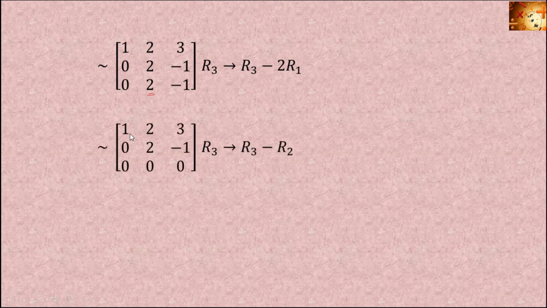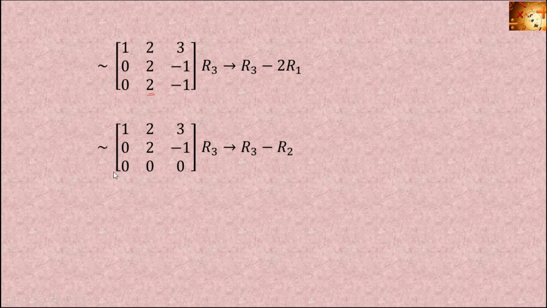So the matrix becomes 1, 2, 3; 0, 2, minus 1; and the last row is 0, 0, 0. So here this is in the upper triangular form. Next, find how many non-zero rows there are. Here the first row 1, 2, 3, all the numbers are non-zero. Consider the second row 0, 2, minus 1. Here there are two numbers which are non-zero. So this second row is also a non-zero row.